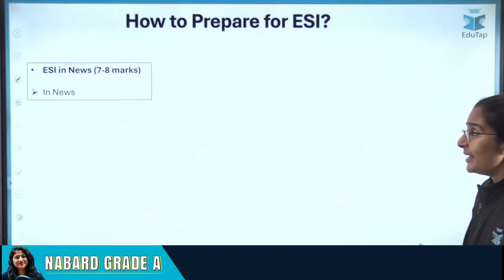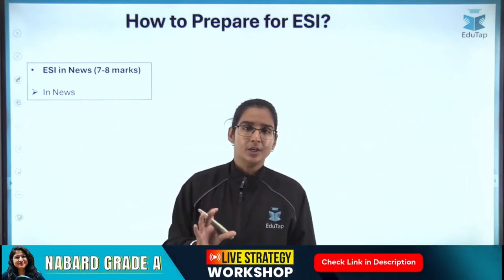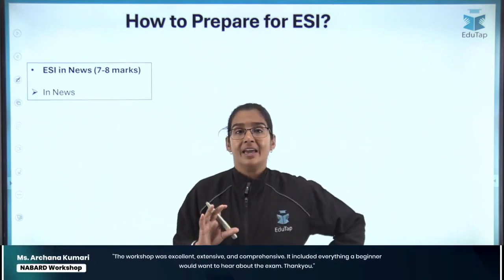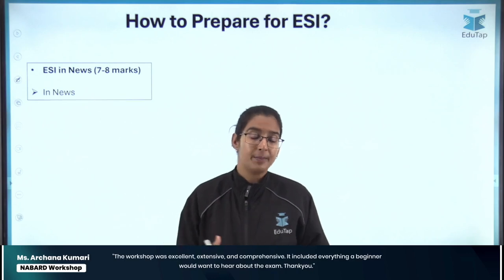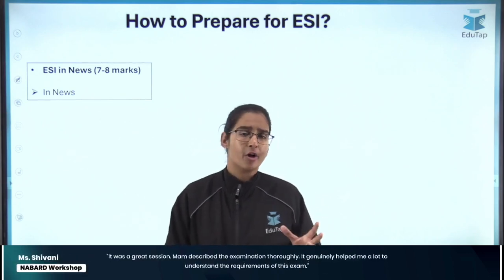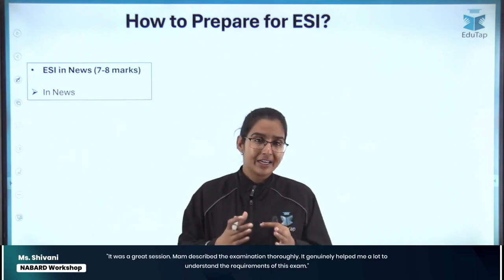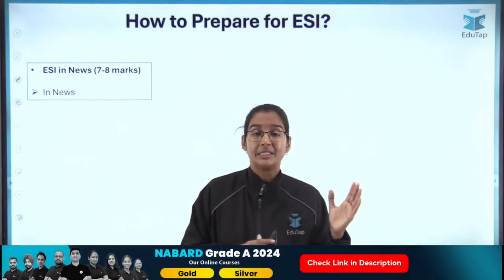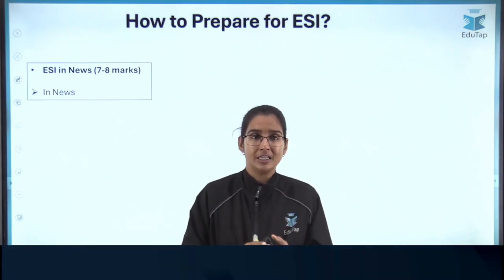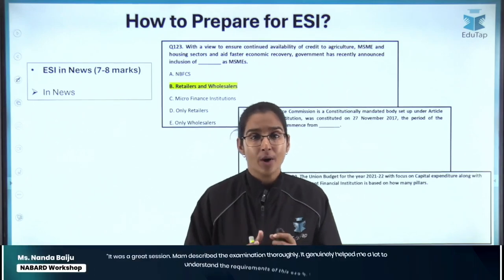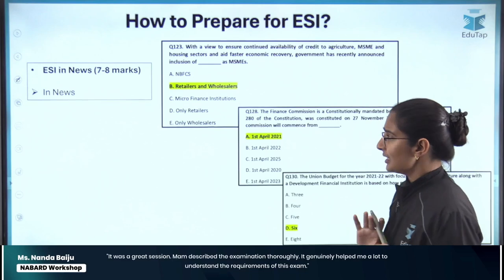Now, coming to the next part, the ESI in news. What is this ESI in news? It basically means, for example, if any international organization has given any growth forecast for GDP or any inflation related forecast. Inflation and GDP are topics related to our economic syllabus. If any current happening related to these topics occurs, then that is something you have to prepare for the ESI in the news part. So that was about it.